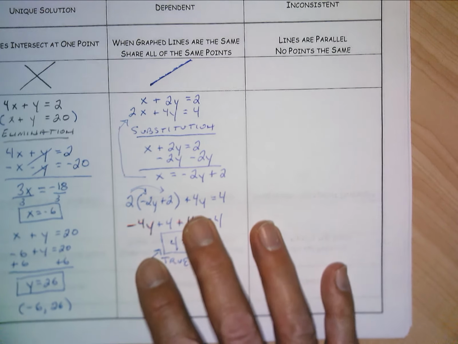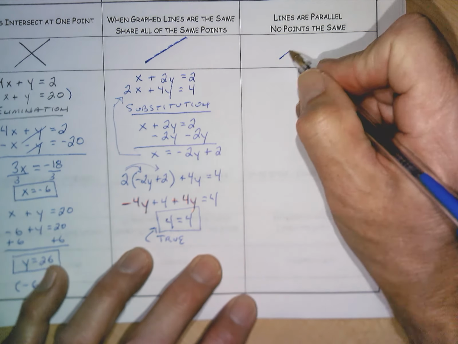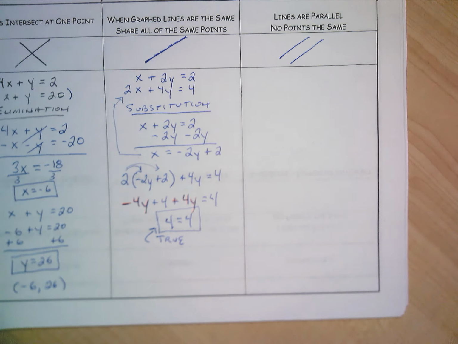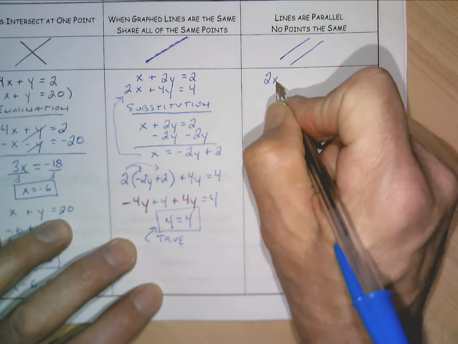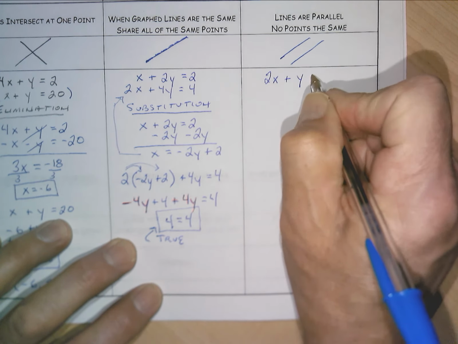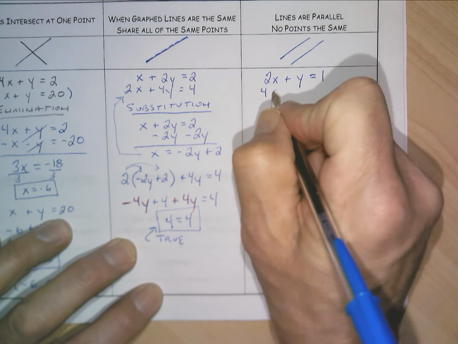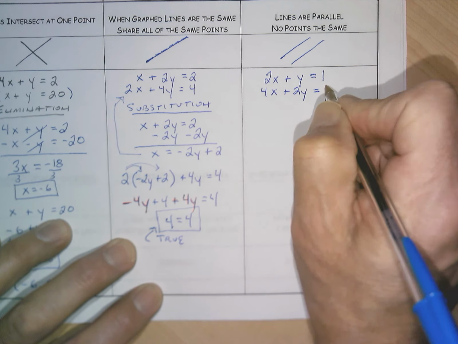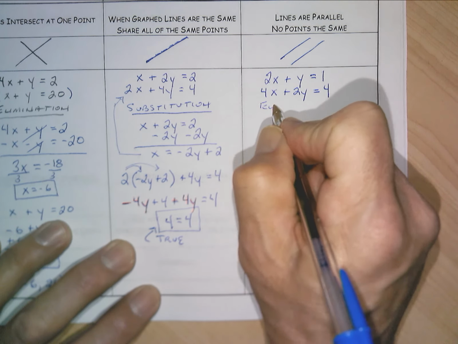The last column. What can also happen when you graph them is the lines turn out to be parallel. They don't share any points at all. For instance, if we were given the system 2x plus y equals 1 and 4x plus 2y equals 4, I'm going to choose to solve this using elimination.